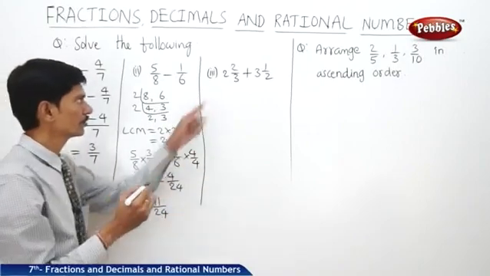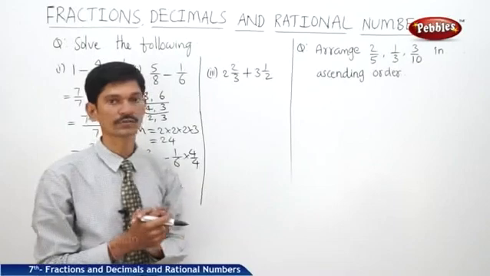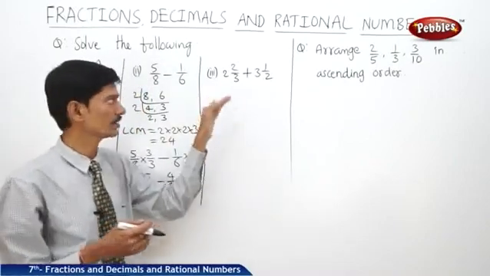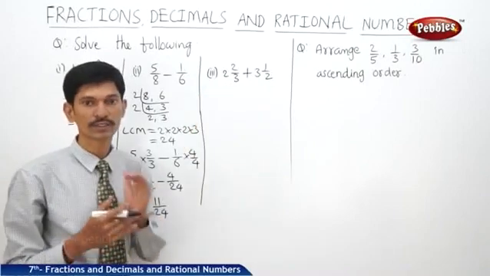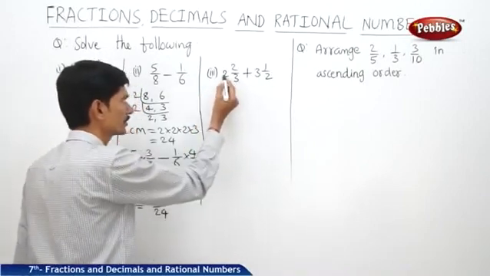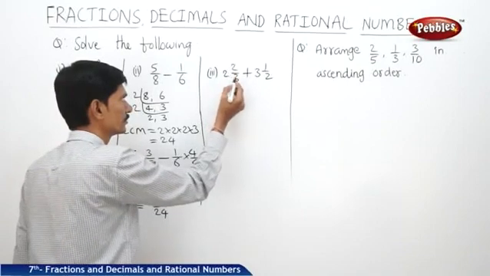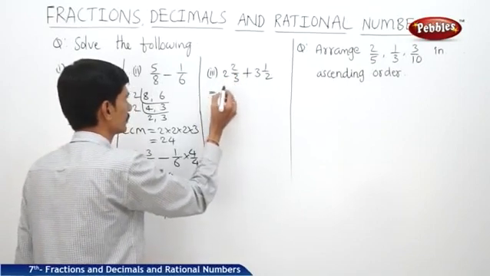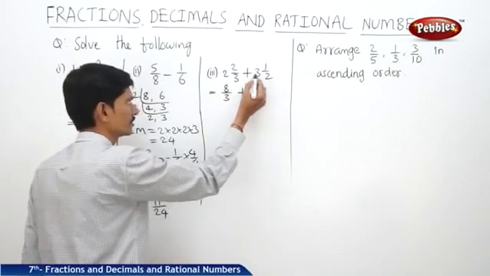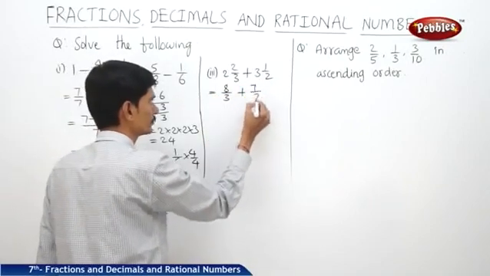Now the next question, 2 by 3 plus 3 1 by 2. So here the two fractions are mixed fractions. So first let us convert the mixed fractions into improper fractions. For that we multiply 3 2s are 6 plus add 2, then 3 2s are 6 plus 2 is 8 by 3, plus 2 3s are 6 plus 1 is 7 by 2.